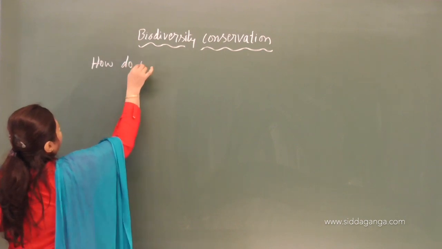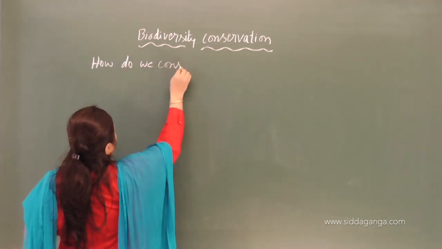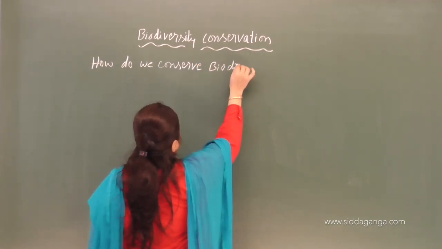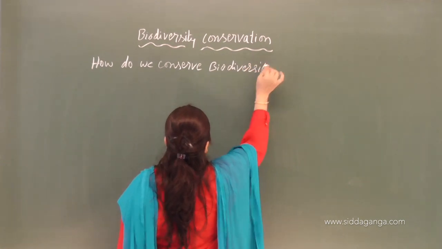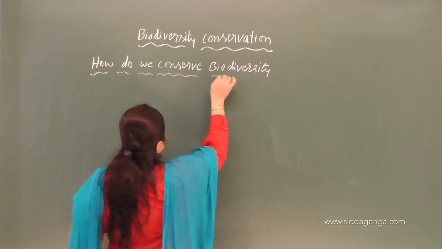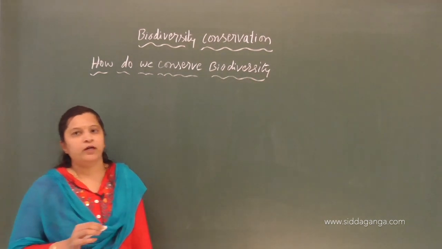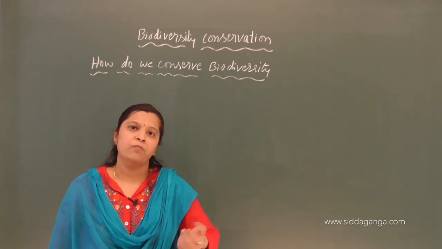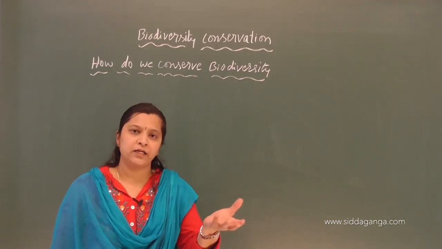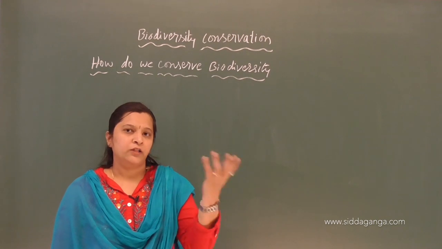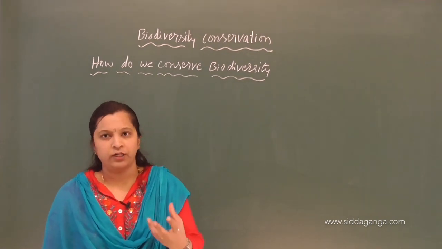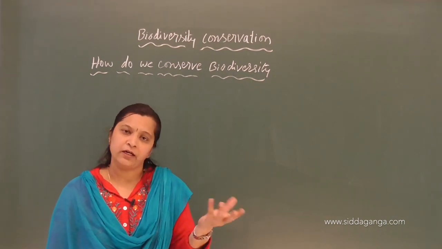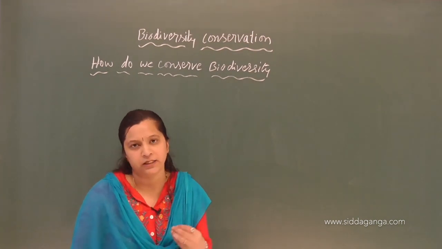How do we conserve biodiversity? Because we are getting multiple benefits from biodiversity, from the economical point of view, recreational point of view, and medicinal point of view. We are entirely dependent upon plants and animals for our food. In the previous class, we talked about the importance of biodiversity. We get benefits both directly and indirectly, which we already discussed in our last class.